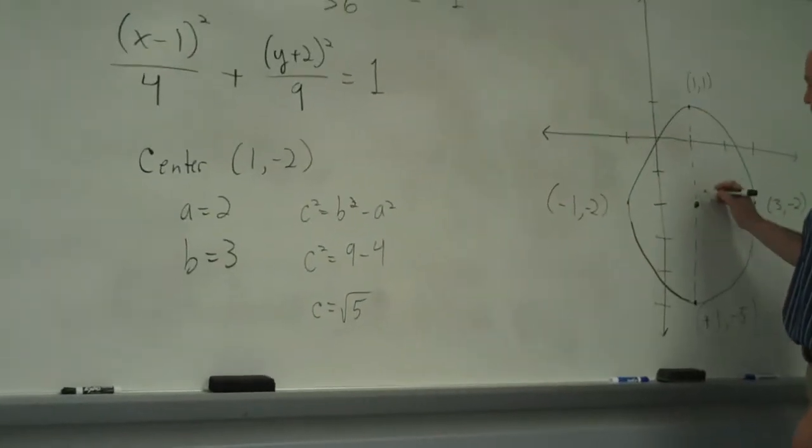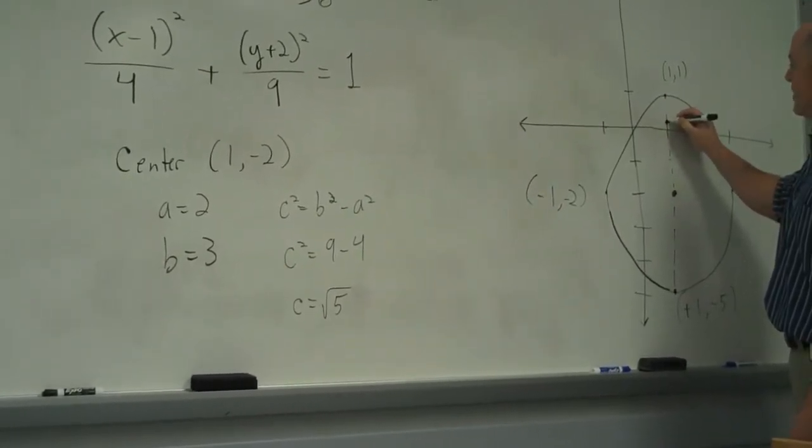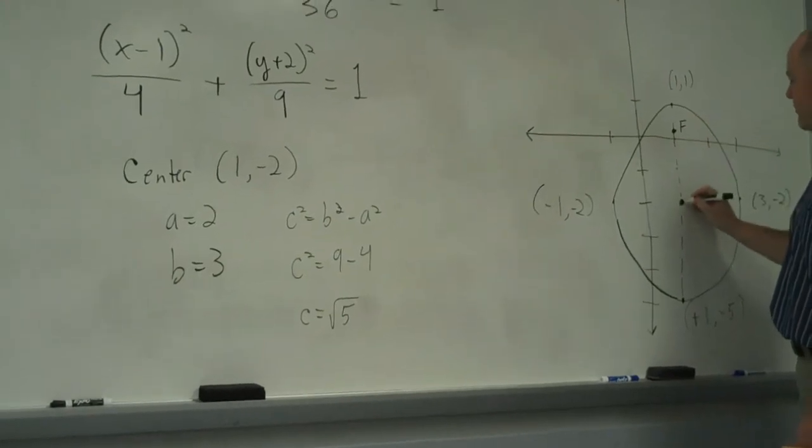Anyway... root 5 is in between 2 and 3, closer to 2. So from here I'd go up 1, up 2, and somewhere around here is going to be one of my foci.